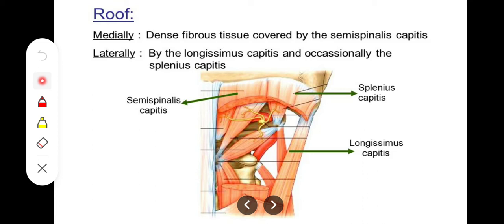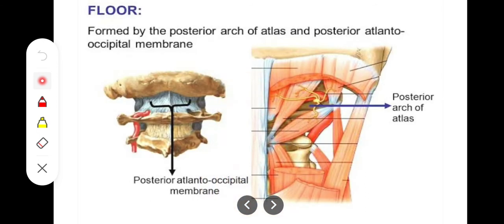Now let me tell you one thing: memorizing the attachments of muscles is not that important because that is never asked in exams. Rather we should know the names of the muscles which are forming its boundaries, its roof and its contents, right? So these were the muscles forming its roof: the semispinalis capitis, the splenius capitis and the longissimus capitis. Then we come to its floor.